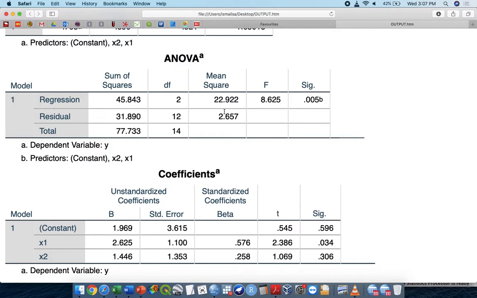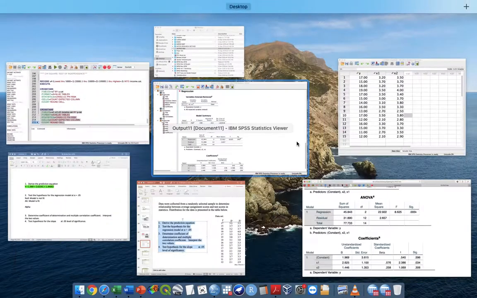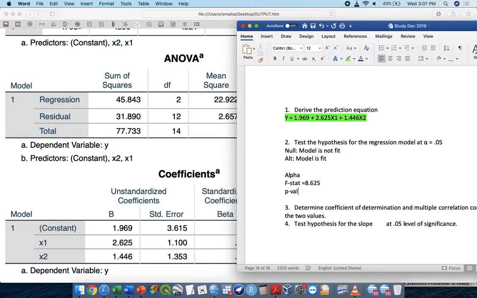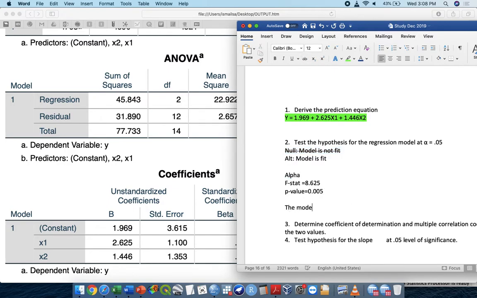You are looking at the ANOVA table, which is your F statistic. The F stat is 8.625, and then your P value is 0.005, right? That means you reject the null, and when you reject the null, you make the conclusion: the model is fit. As simple as that.